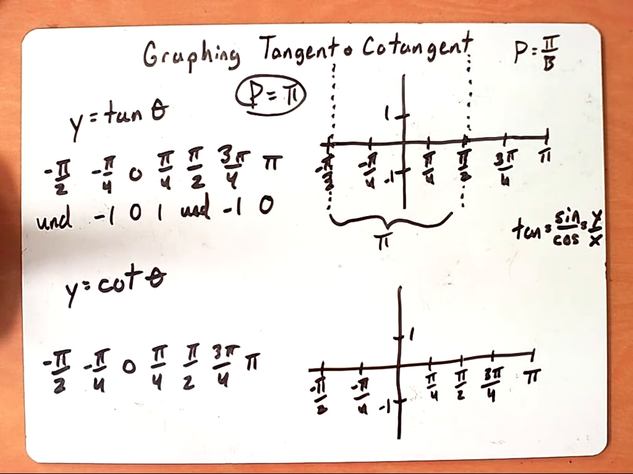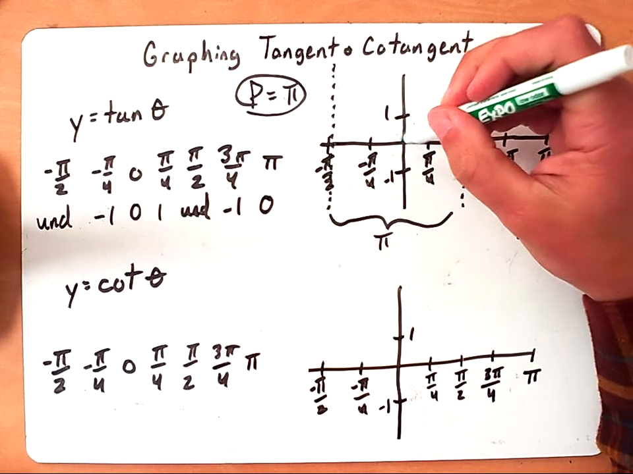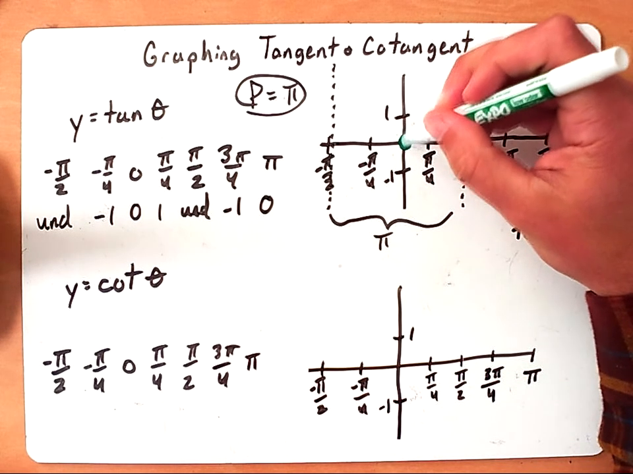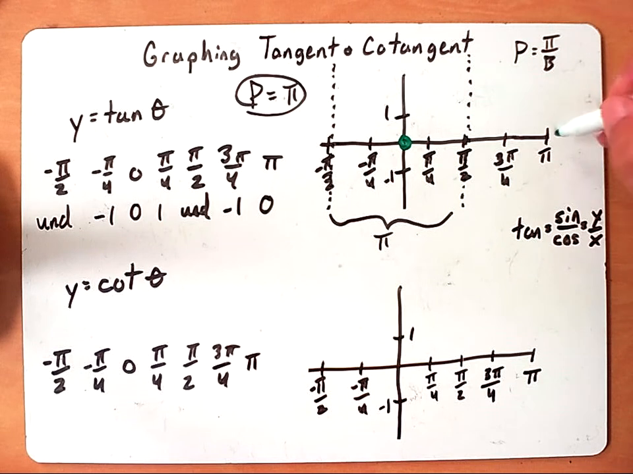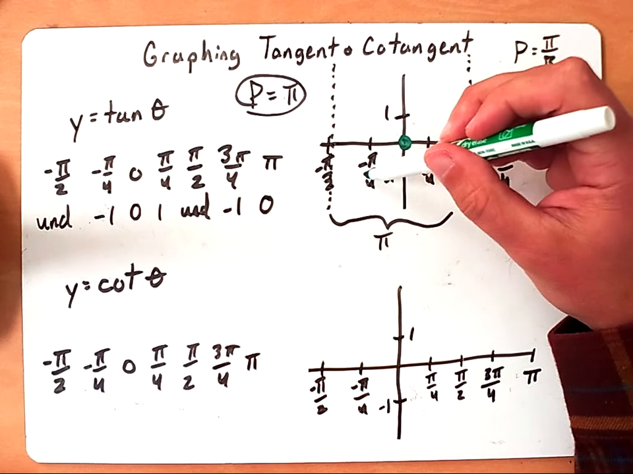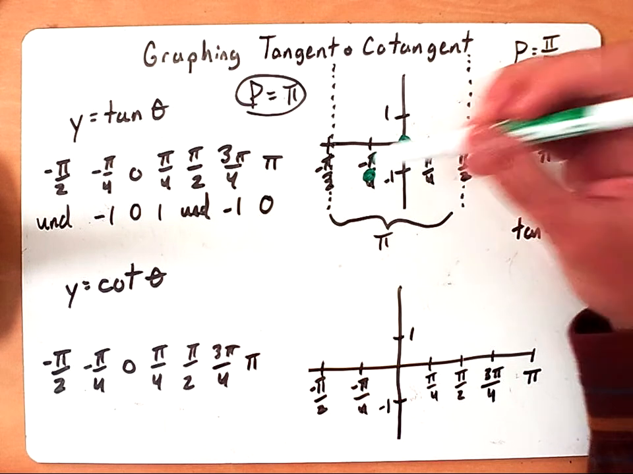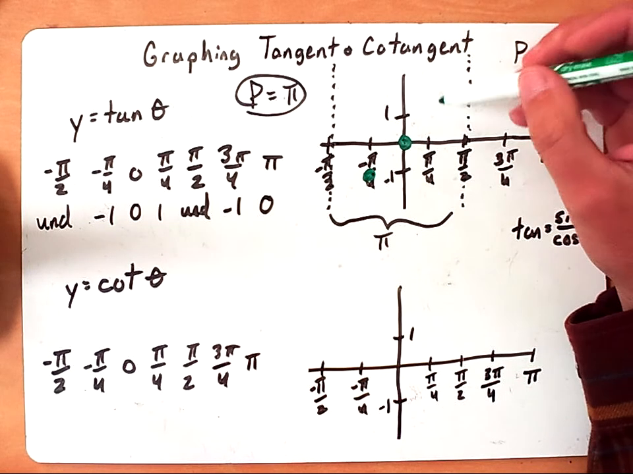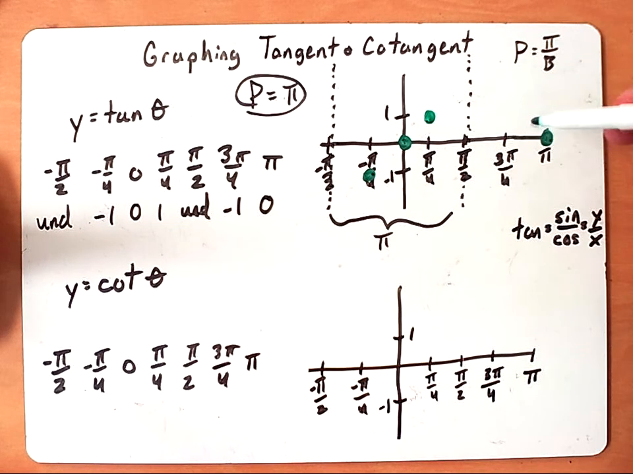Alright, so now we could go in and fill in where our tangent graph will be at 0. So for instance, at 0, we're going to be at 0. So I could put a dot there. At pi, I know my graph is going to be at 0, so I could put a dot there. At negative pi over 4, we're going to be at negative 1. And at positive pi over 4, we'd be at positive 1. At 3 pi over 4, we'd be at negative 1. And our graph would be ending.